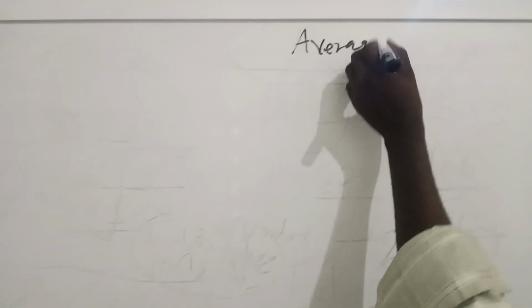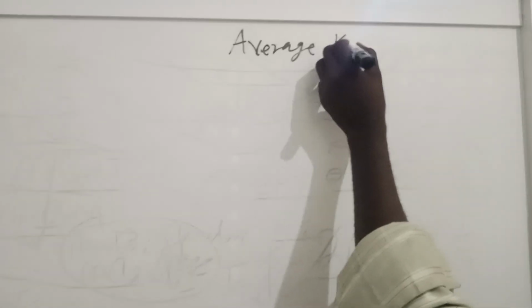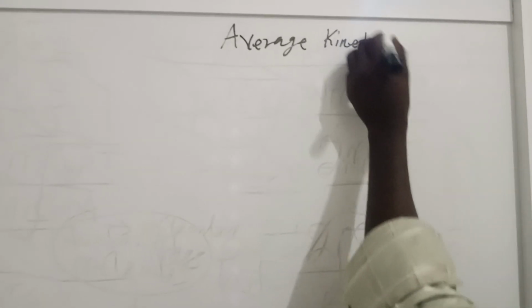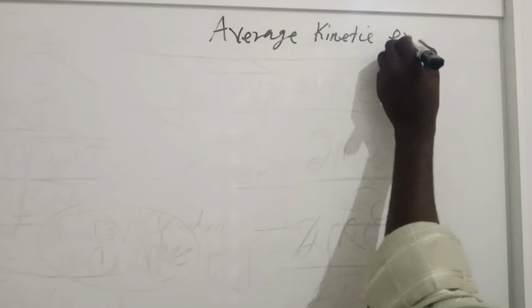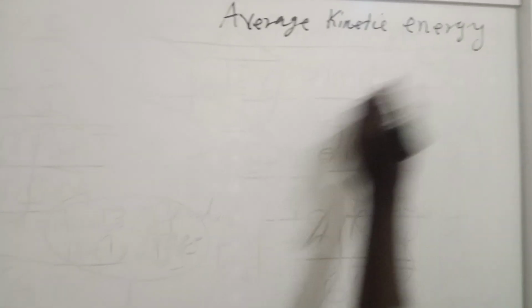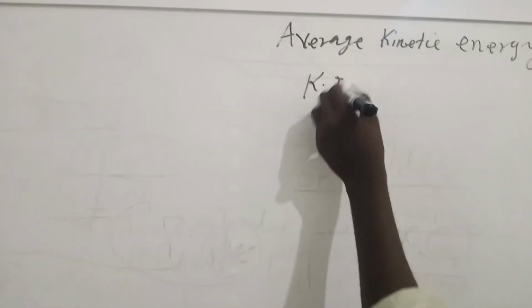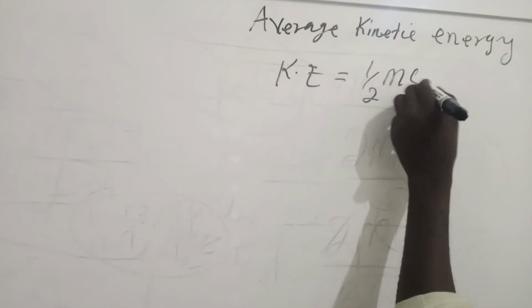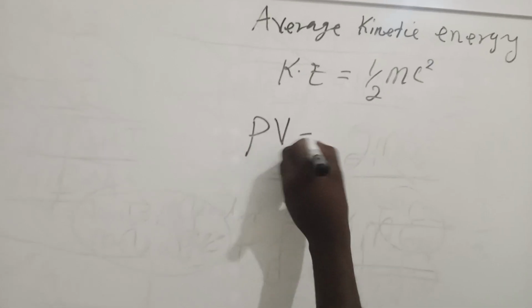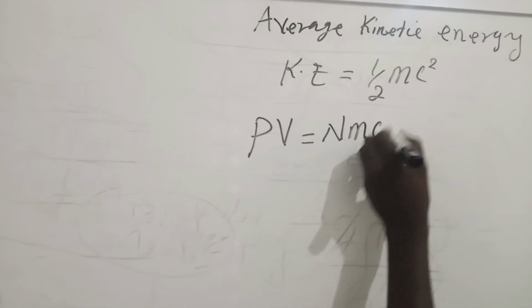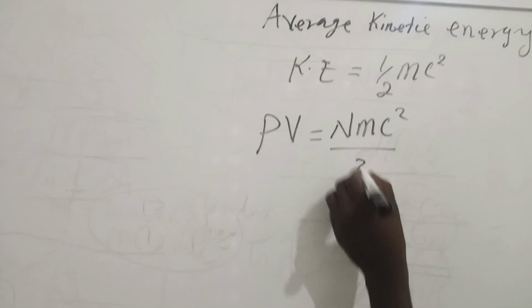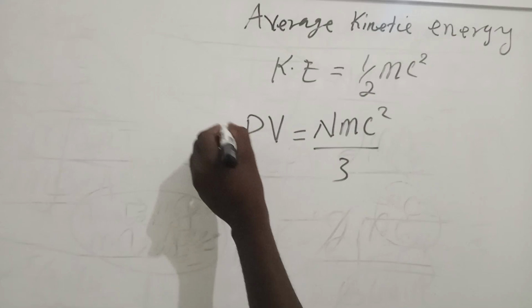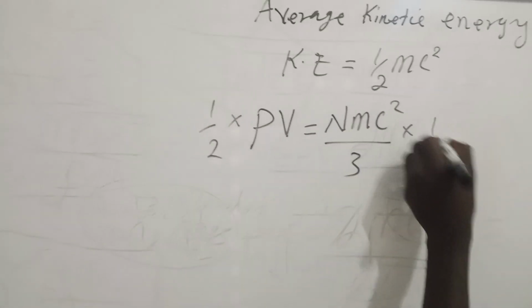Okay, so now the next thing is we are going to look at the average kinetic energy. Remember from basic physics, kinetic energy is equal to half mv squared. So here we are using mc squared, and remember from what we derived, we have PV is equal to nmc squared all over 3. So we can now add half to both sides of the equation.